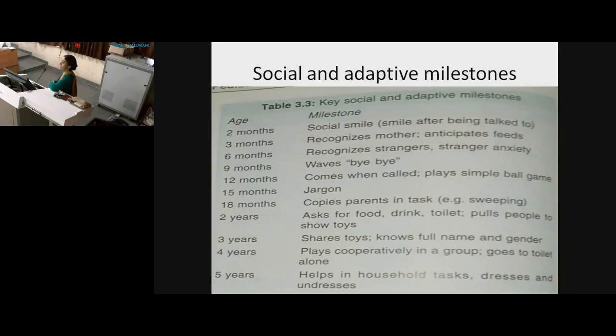At 5 years, he's able to dress and undress and help in household tasks. So mother is saying, beta pani le aao, chappal le aao. So he's helping with small things. Initially the child learns to undress. It's easier, able to remove clothes. And then they learn to dress themselves. At around 5 to 6 years, some children are able to button themselves up and tie their laces also.